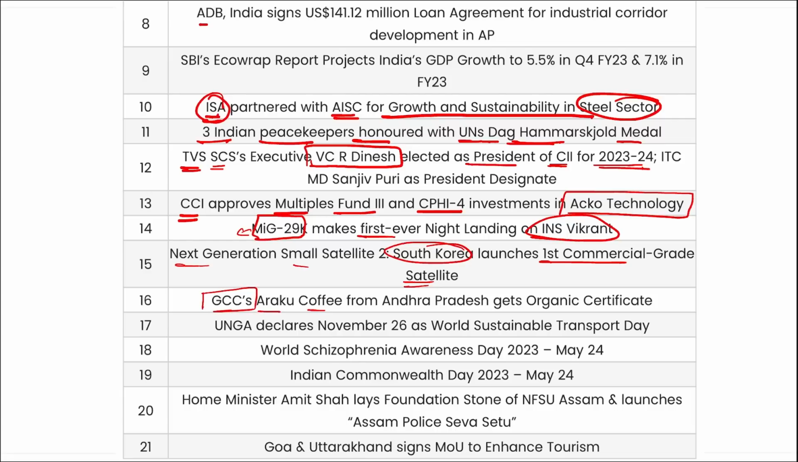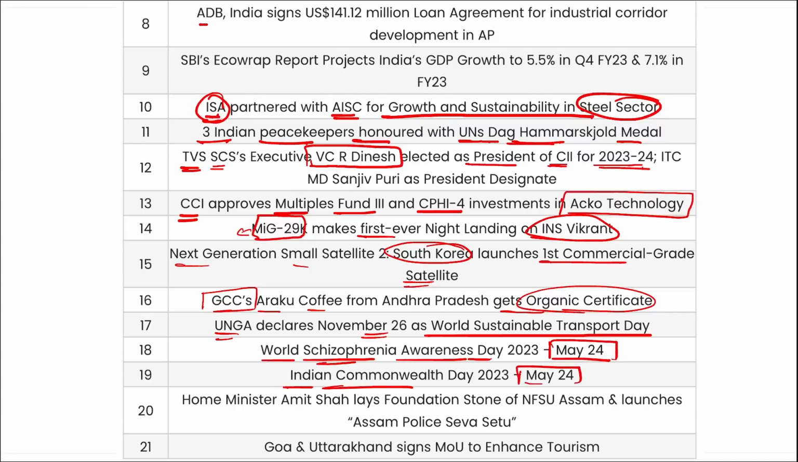GCC's Araku coffee from Andhra Pradesh gets the organic certificate. UNGA declared 26 November as World Sustainable Transport Day. World Schizophrenia Awareness Day is observed on 24th of May. Indian Commonwealth Day is observed on 24th of May. Home Minister Amit Shah laid the foundation stone of NFSU Assam and launched Assam Police Seva Setu. Goa and Uttarakhand recently signed an MOU to enhance tourism in their states and UT.